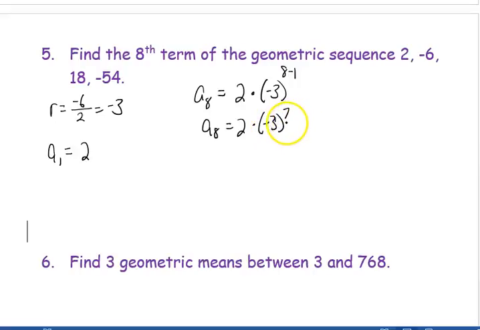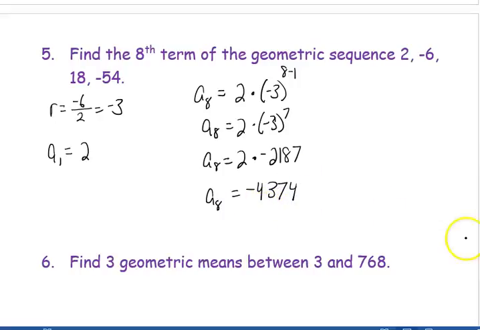Now, some people mess up because they multiply the 2 and the negative 3 first. But we have to follow the order of operations, which means exponents come before multiplication. So you need to do the negative 3 to the 7th first. So that would be 2 times negative 2187. And then do your multiplication, which will be negative 4,374.